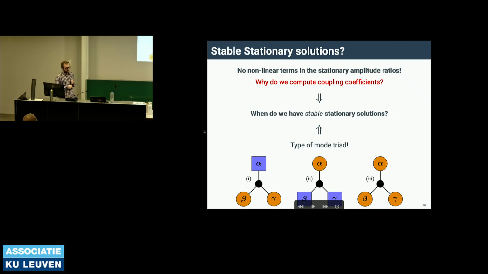The second one is where the alpha mode is linearly excited, and these are linearly damped. That's the parametric resonance case. And then we have a third case where all three modes are linearly excited. Turns out, if you do the math, that this one is always unstable. And for three different modes, the stationary solutions of this one are also always unstable. And only for the parametric resonance case can we find stable stationary solutions.